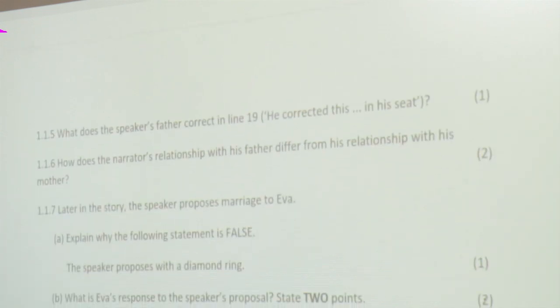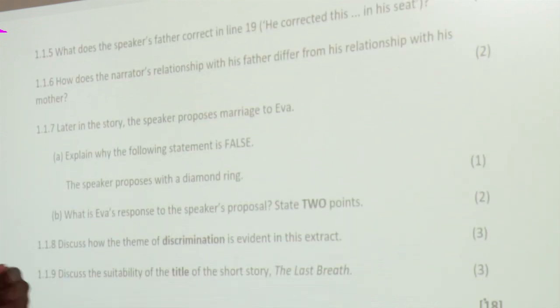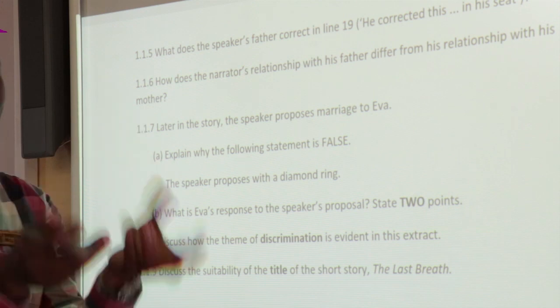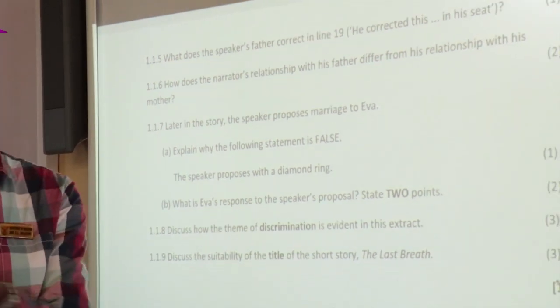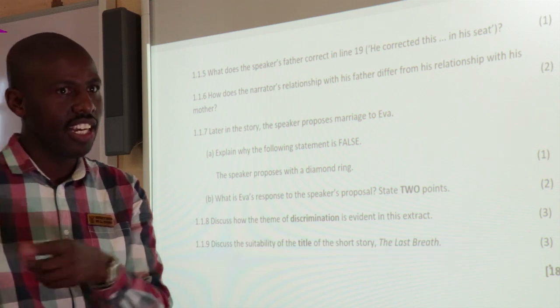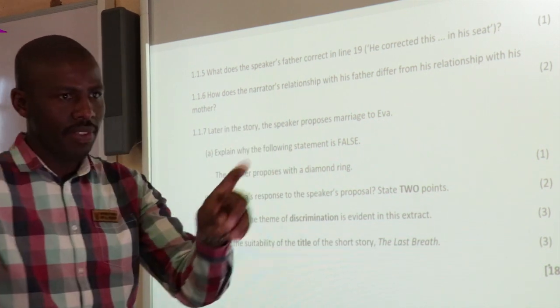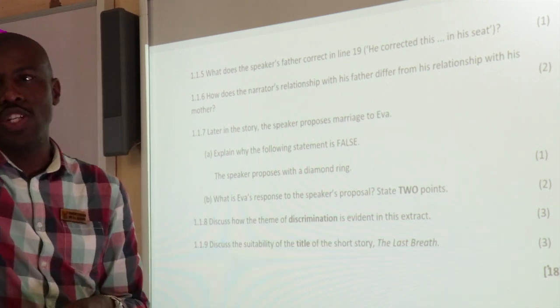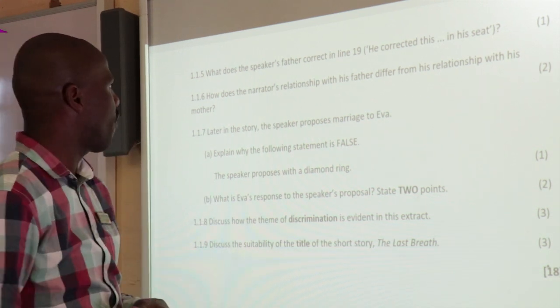What did the speaker's father correct? He corrected this. He corrected the swerving of the car as they were driving. He was very angry. He was not concentrating on the road. And he nearly caused an accident. A fatal accident. Very dangerous. Again, almost an accident, something dangerous. It also shows us that there's going to be an accident or something bad is going to happen when the father dies. It's again foreshadowing.